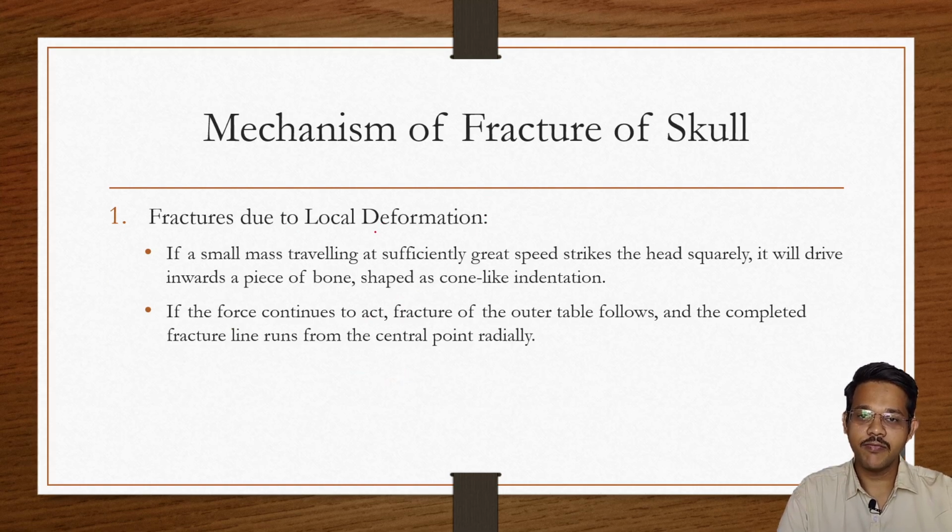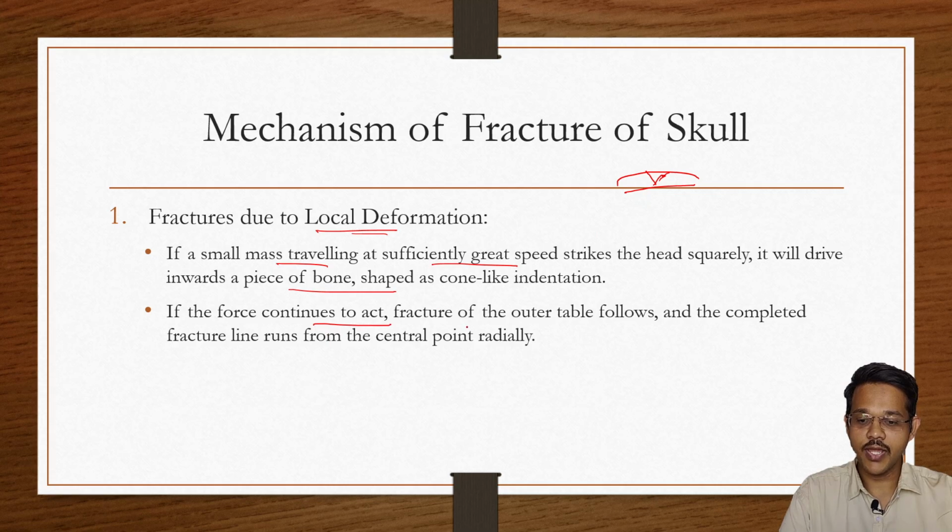Now coming to the mechanism of fracture of the skull, fracture is mainly because of local deformation, deformation in the skull itself. Any mass traveling at a sufficiently great speed that strikes the head squarely will drive inwards and cause a cone-shaped indentation. So if any object like a bullet strikes the skull, it dents the skull, because it has the outer table and inner table, so it has a cone-shaped indentation.